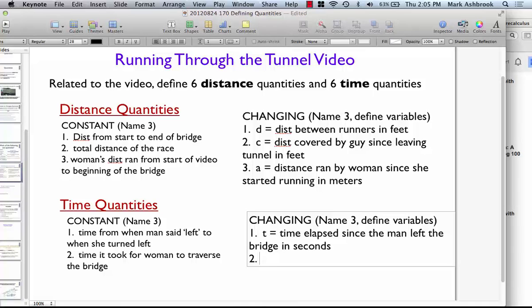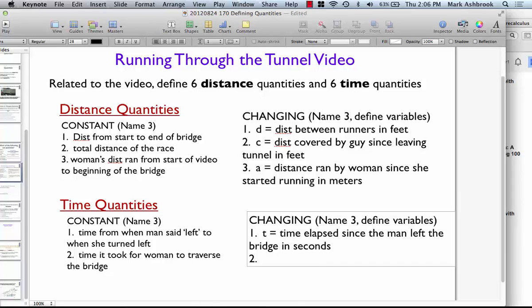One more. Who's dying to share? Yes, sir. The time we took to finish the race. Okay, and is that a changing time quantity to finish the race? So when I run a race and I go back afterwards and look on the internet, my race time, is that changing or constant? That's constant, right? That's constant.